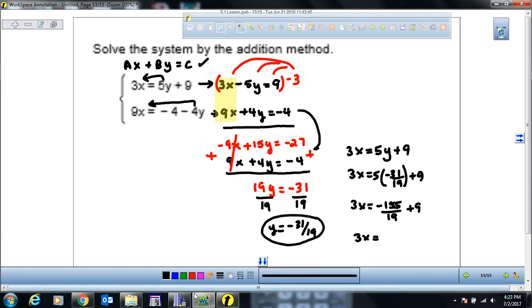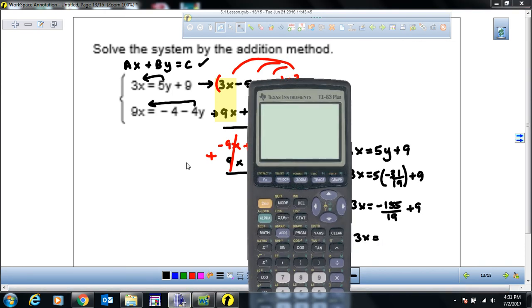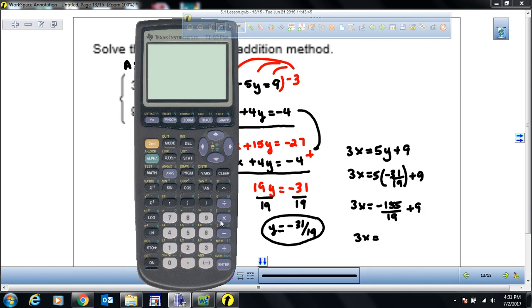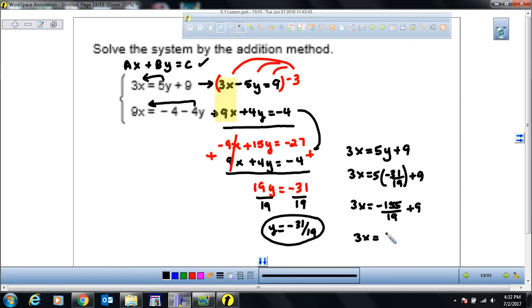So I'm just going to do it here in the calculator, or you can just multiply 9 times 19 to make it into the same denominator. So you can put the 9 into 19, but right now I'm just going to put it in the calculator. So negative 155.19 plus 9, that gives me this. And then to make it into a fraction, you press math and enter 2 times, and that gives me 16/19.